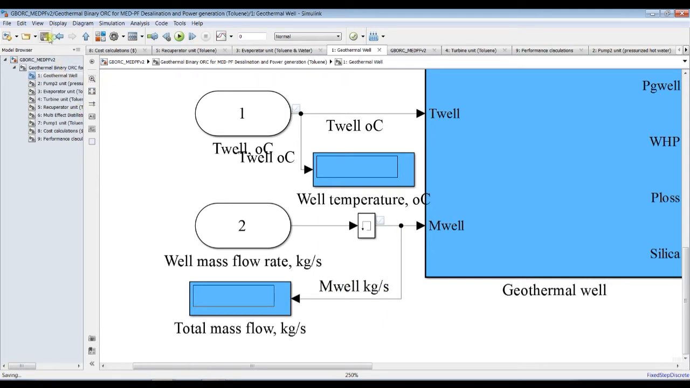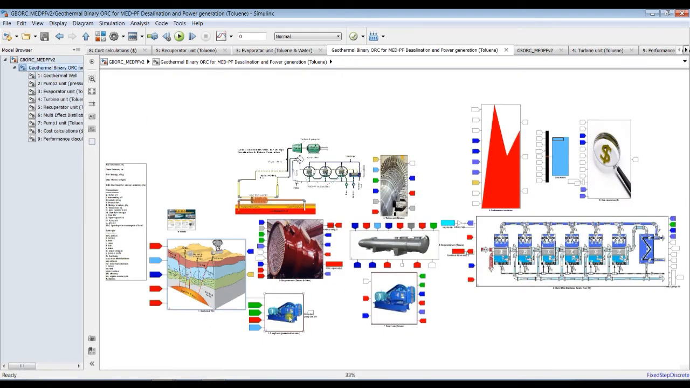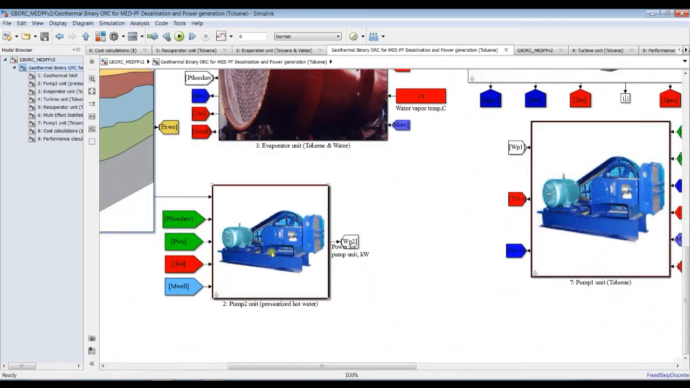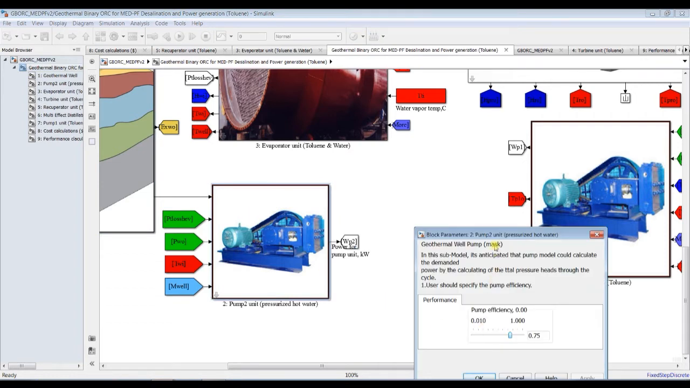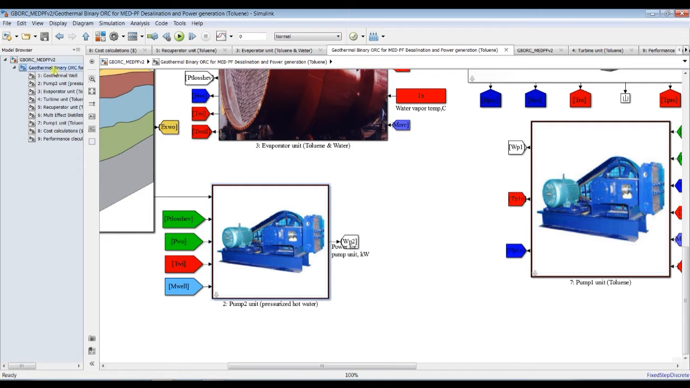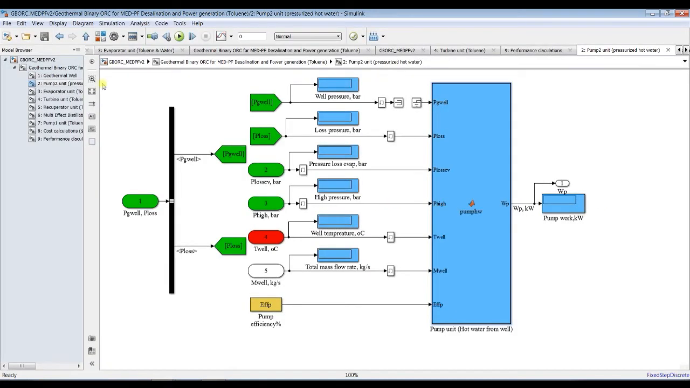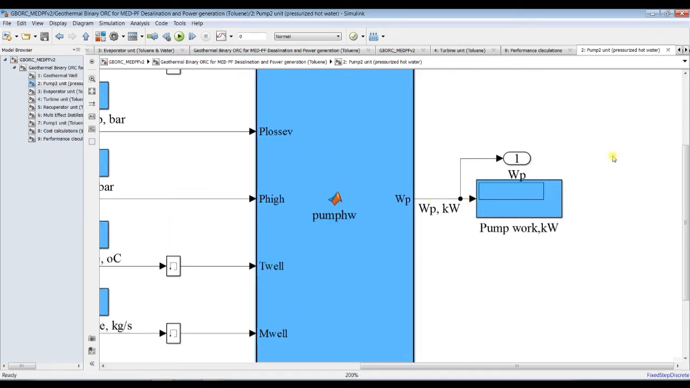Okay, now everything is ready for the geothermal well. This is the geothermal pumping well. You can assign just the efficiency of the pump. I think 0.75 is quite interesting. So you can go through and reform the model based on what you would like. This is for the water stream. Pumping power, we have to discover the pumping power.